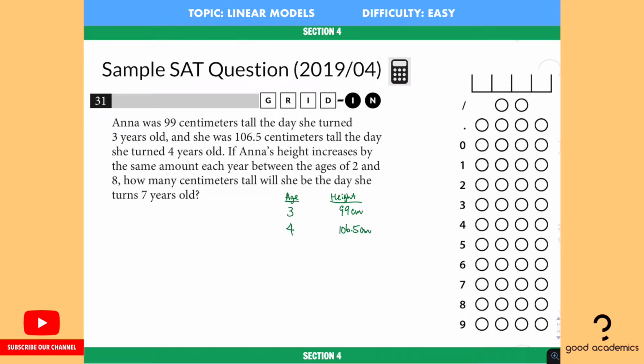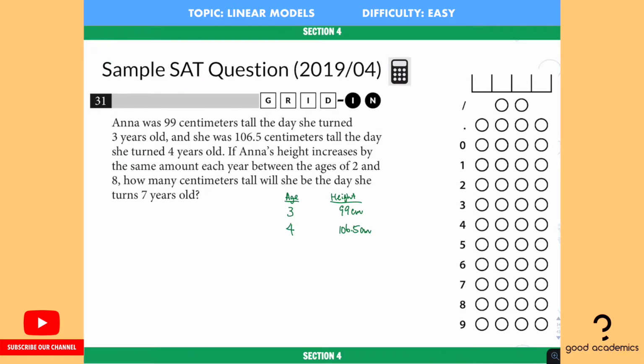Okay? So if Anna's height increases by the same amount each year between the ages of 2 and 8, how many centimeters tall will she be the day she turns 7 years old? Now, there are two ways to do this, and I will tell you which way I prefer, and I will show you my preferred way.